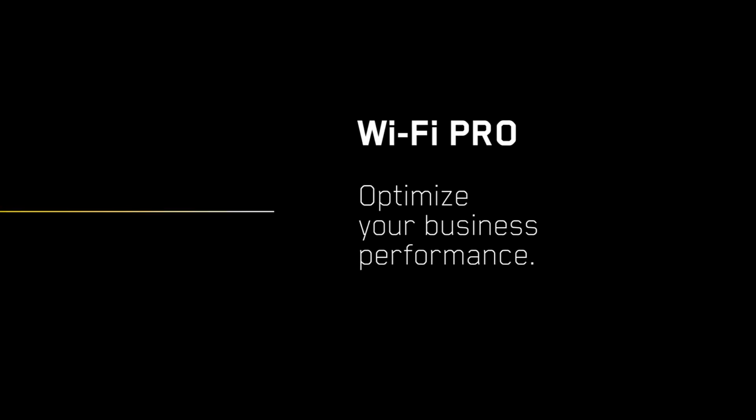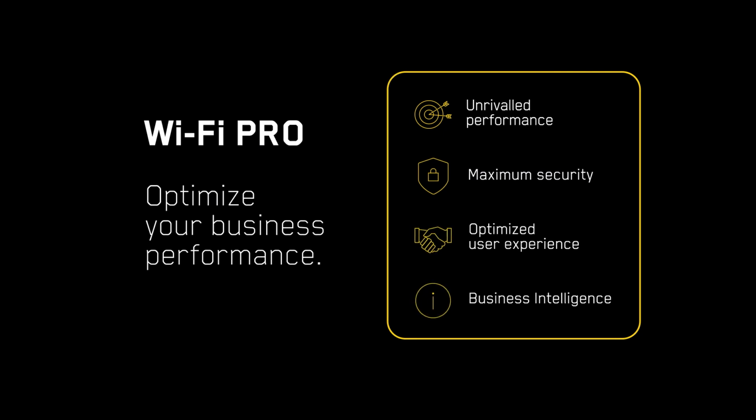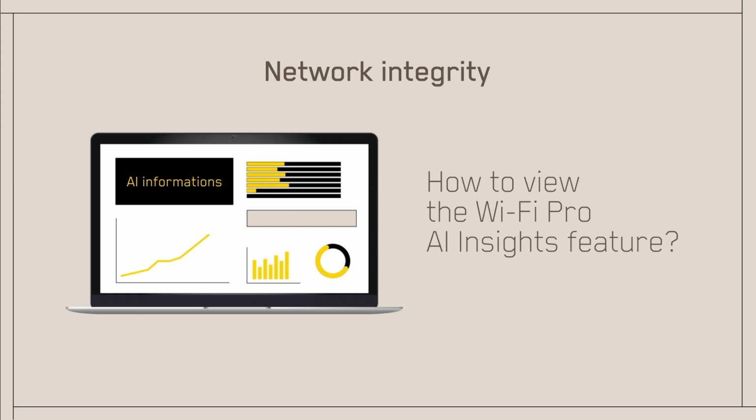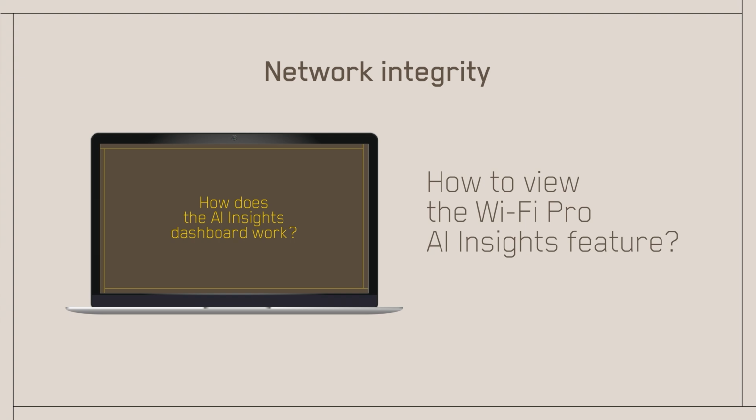Welcome to this user guide that will show you how to take advantage of all the features of your Wi-Fi Pro service, features that offer your business end-to-end performance, protection, and coverage. In this video, you'll learn how to check your network integrity using artificial intelligence technology. This advanced feature helps identify and resolve potential issues related to the health of your network and its equipment.